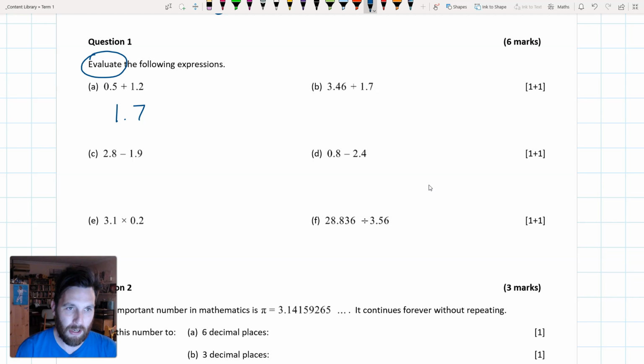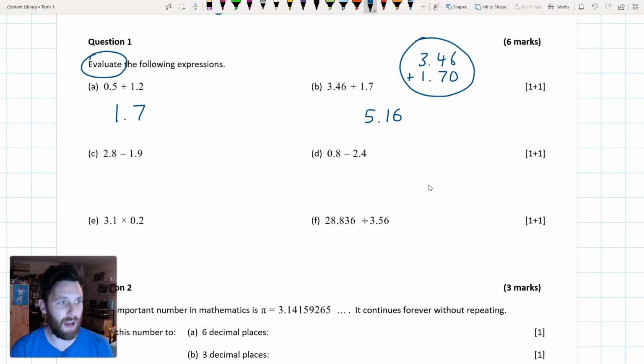Next one, 3.46 plus 1.7. You can do a couple of things for this. If you're a bit stuck, you can set it up as a column addition like this. Or, given that you're able to use calculators on the test, you can get your trusty calculator ready instead, which will give you the same answer of 5.16. If you wanted to try it like this first, and then check it with your calculator, that's fine. Or you can jump straight to the calculator, whatever suits you best.